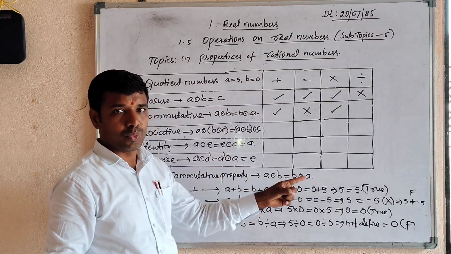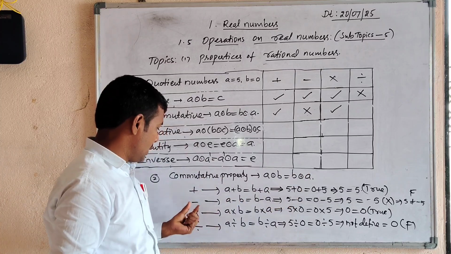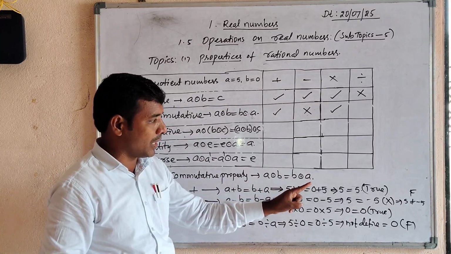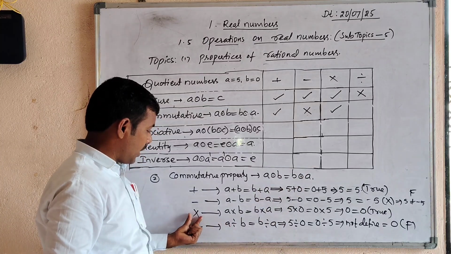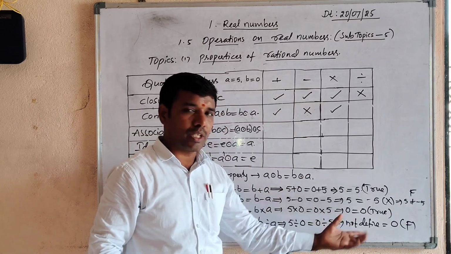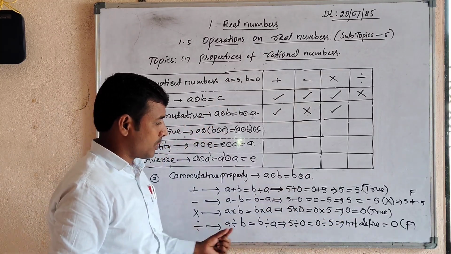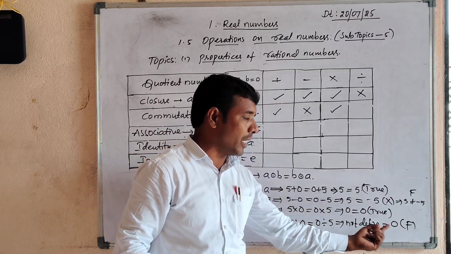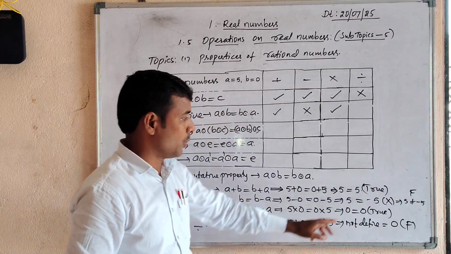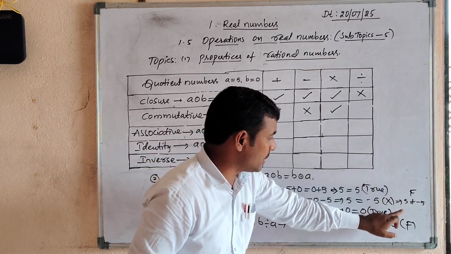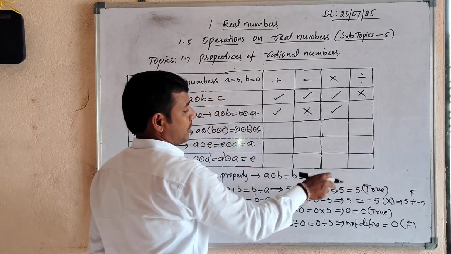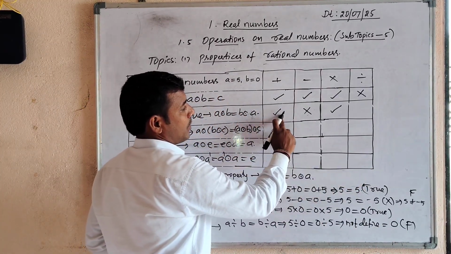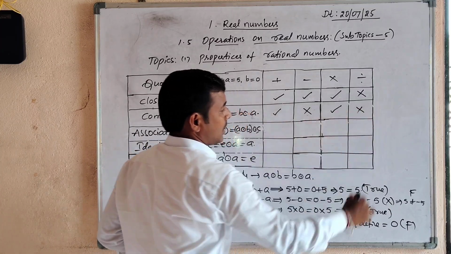Addition side is true, left to right the same. Subtraction side, the left has one answer and the right has a different answer. Multiplication side, left to right the same answers. Division concept, the left side has one answer and the right side another. So here true, here false, here true, here false. Wherever the concept is true, we kept the right symbol, otherwise the cross symbol.